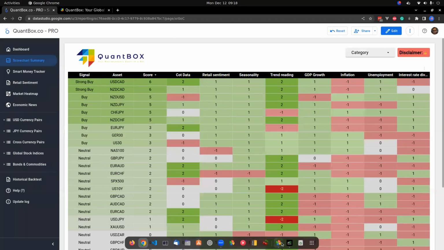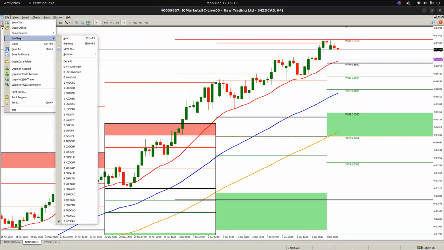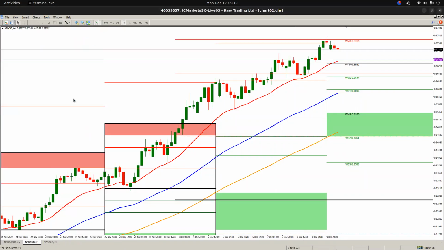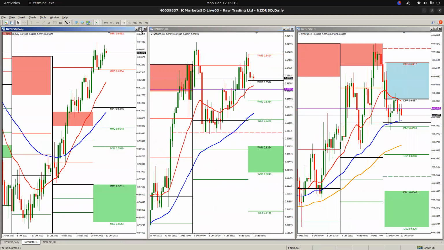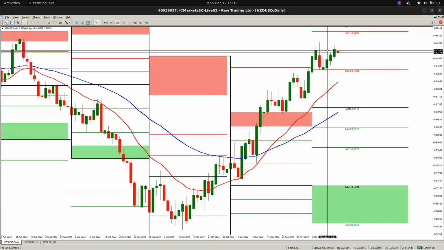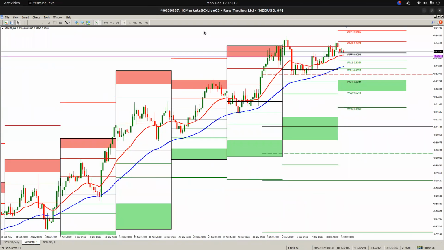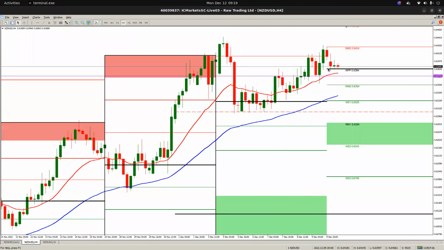Kiwi dollar. Let's take a look. A strong buy on Kiwi dollar. From a daily perspective, I'm not feeling it. I'm not at support in the daily. From H4 perspective, I've got the 4-hour 21 over here. I'm currently at a weekly central, which is fine. If you're going to buy off that, then it's an easy setup.